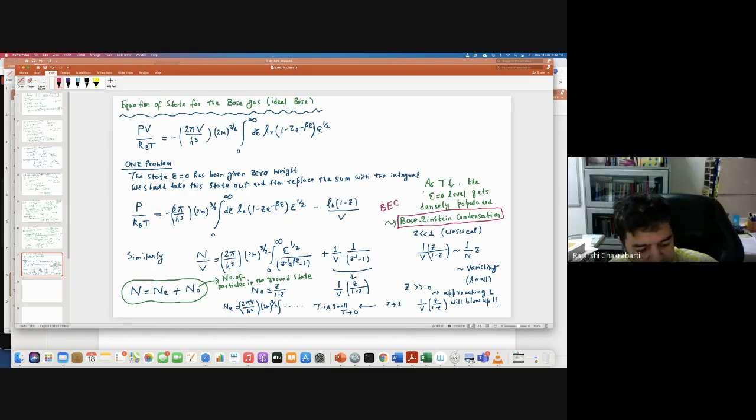And this is fantastic. See why fantastic? Because all the particles are coming down to the ground state, and not only that, physically they also start overlapping, and they form a fourth state of matter. And this is called Bose-Einstein condensation.